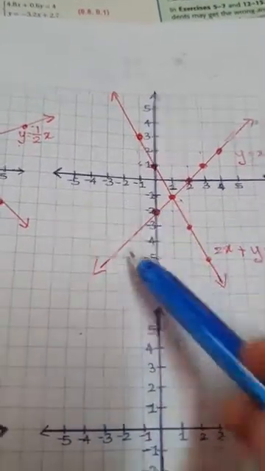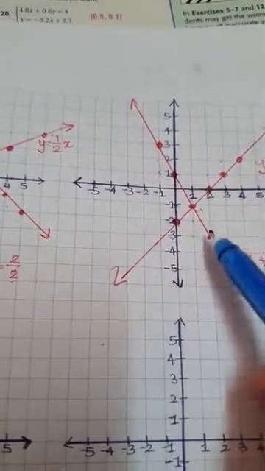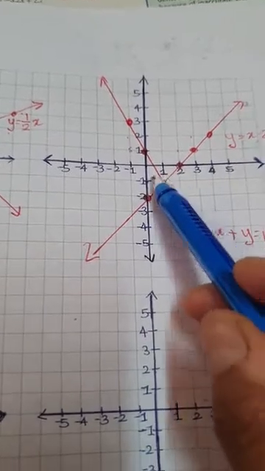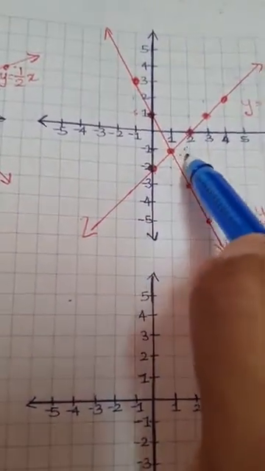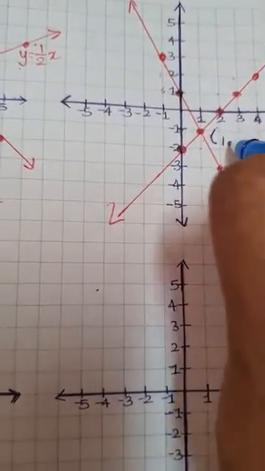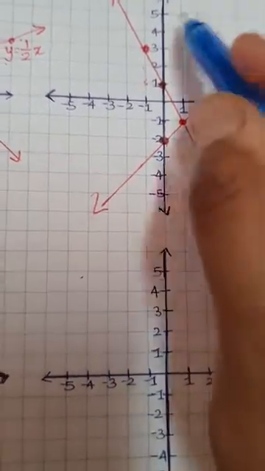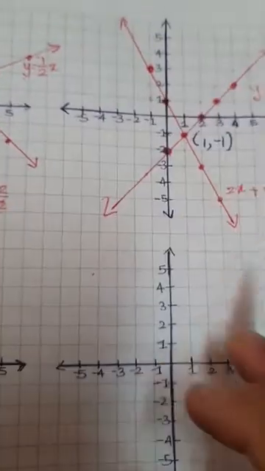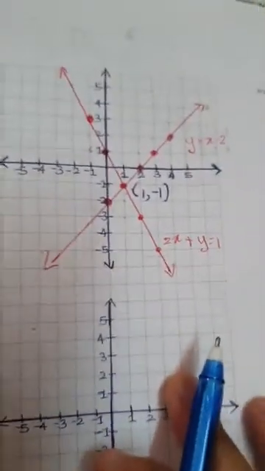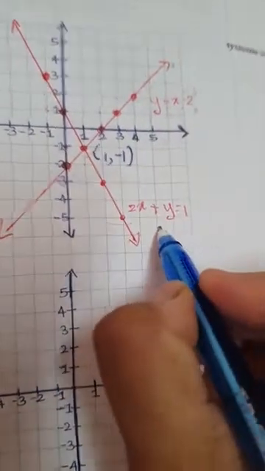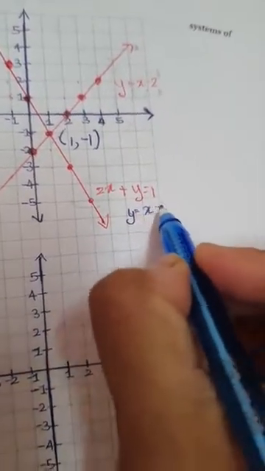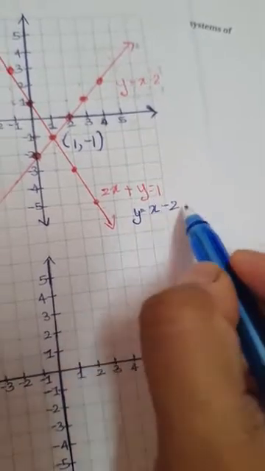Where the two lines are crossing each other is the solution. So this is the point where both of them are crossing. What's that point? That is (1, minus 1). So for this system, (1, minus 1) is the solution. How do you check it? Take this formula, y is equal to x minus 2. You can take any one and check.